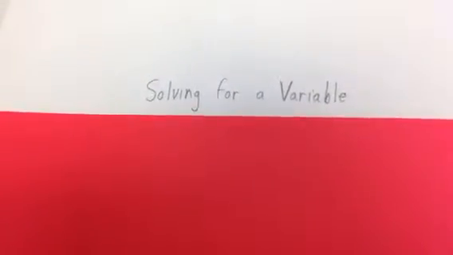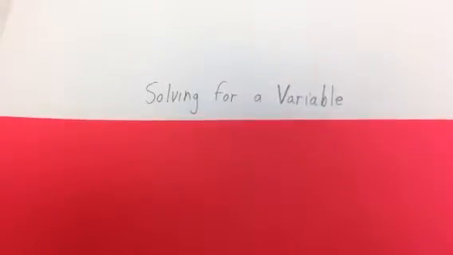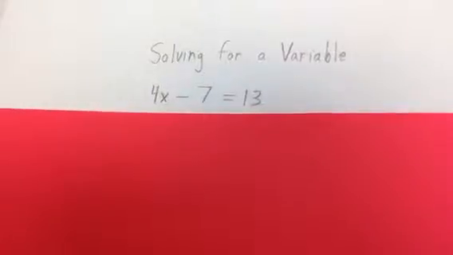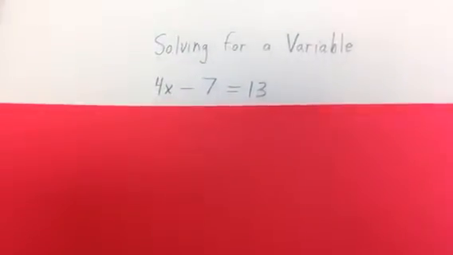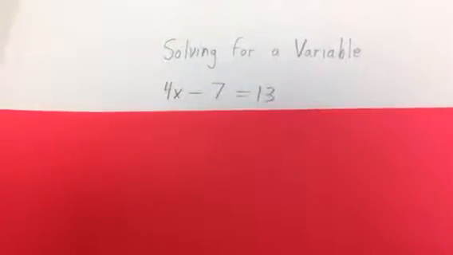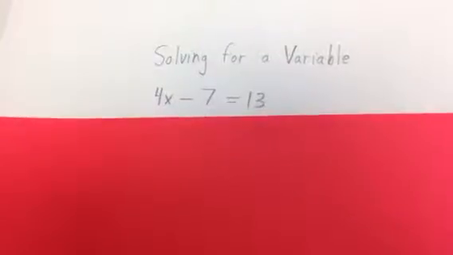Today I want to talk about solving for a variable. In this particular type of problem, I have the equation 4x minus 7 equals 13. Now, the objective here is to get x all by itself on one side of the equal sign, while we get the constants on the other side of the equal sign.